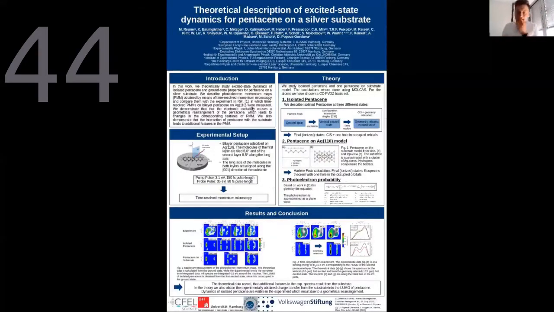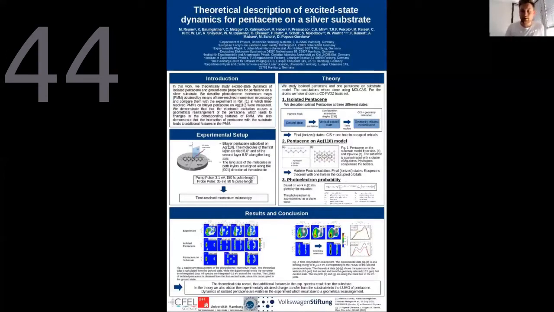Hello, everyone. In this poster, I'm presenting our theoretical study of excited state dynamics in isolated pentacene and pentacene on a silver substrate. We used time-resolved momentum microscopy in order to obtain features of this system and in the end get photoelectron momentum maps. We can then use these photoelectron momentum maps and give an explanation of experimentally obtained features on a bilayer pentacene on a silver substrate, which was measured at FLASH. And our theory is able to explain additional features which result due to the substrate in these photoelectron momentum maps.